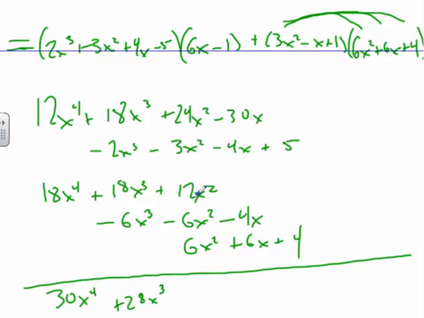24 and 12 would give me 36. These guys effectively cancel each other, so 36 minus 3. Hopefully I have that right. 36 minus 3 would give me 33x squared.